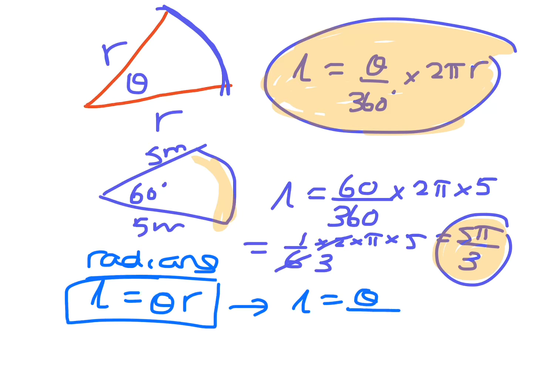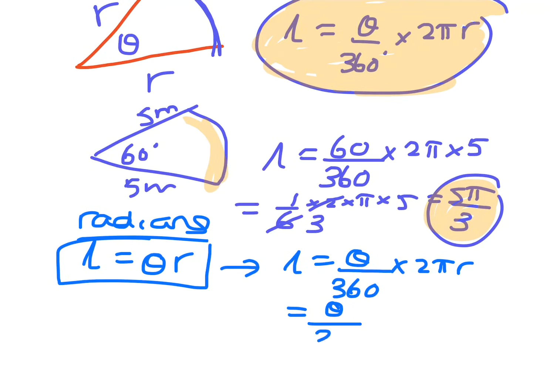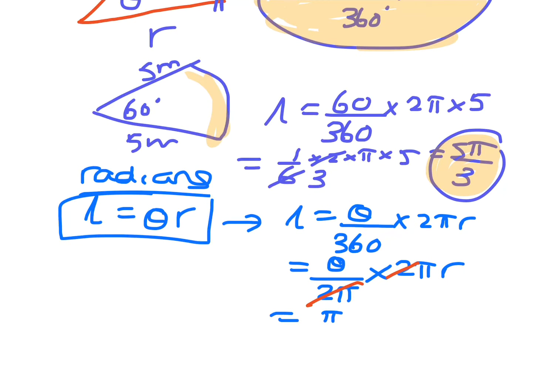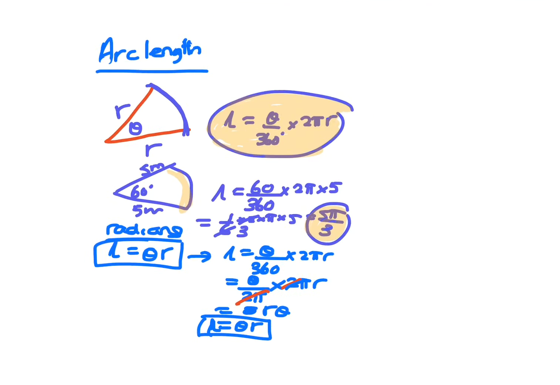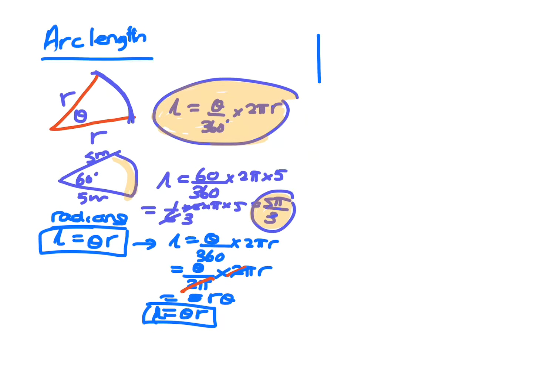So I just want to show you why. See this formula, theta on 360, 2 pi r. If you change that degrees to radians and go theta over 2 pi times 2 pi r, then what will actually happen is the 2 pi's will go out, and you're going to get r theta, or theta r. Okay. All right, so that's basically the arc length.